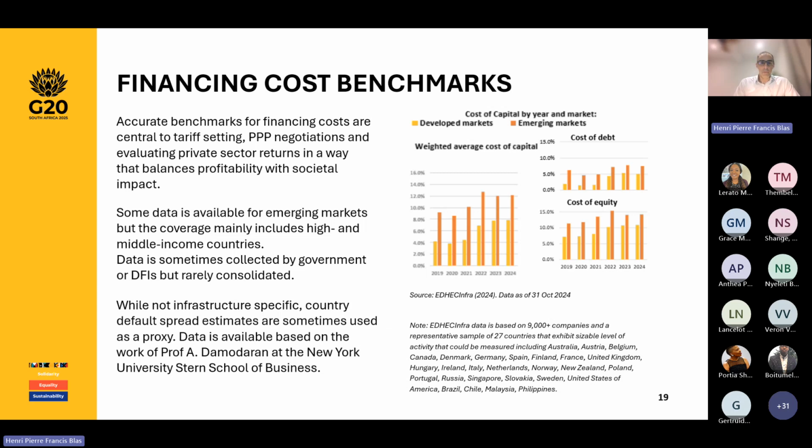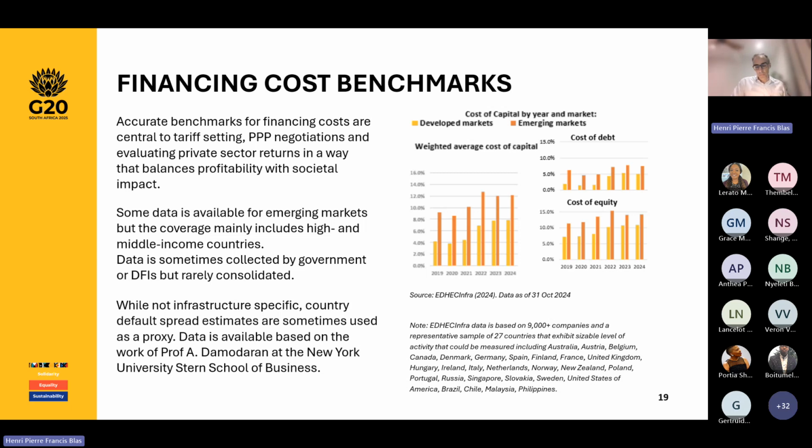And then what happens is that people revert back to a cost of capital that is based on sovereign rates and look at general rates for the cost of capital. And we'll see how that can actually be problematic when it comes to infrastructure. So yeah, financing costs are definitely one of the key challenges.